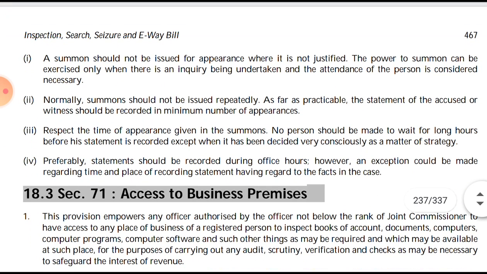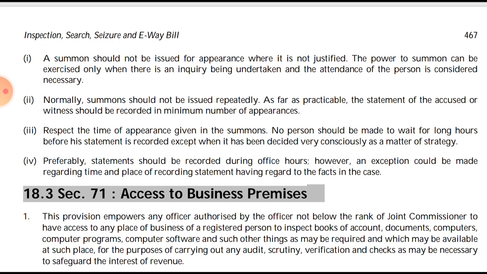First precaution: the summons should not be issued for an appearance where it is not justified. If it is not justified, the summons cannot be issued just to come and meet, give a document, or produce evidence. We cannot call a person again and again for producing documents. Until there is a justified reason, summons cannot be issued. The power of summons can be exercised only when an inquiry is being undertaken and the attendance of such a person, for instance a person A, is considered necessary.